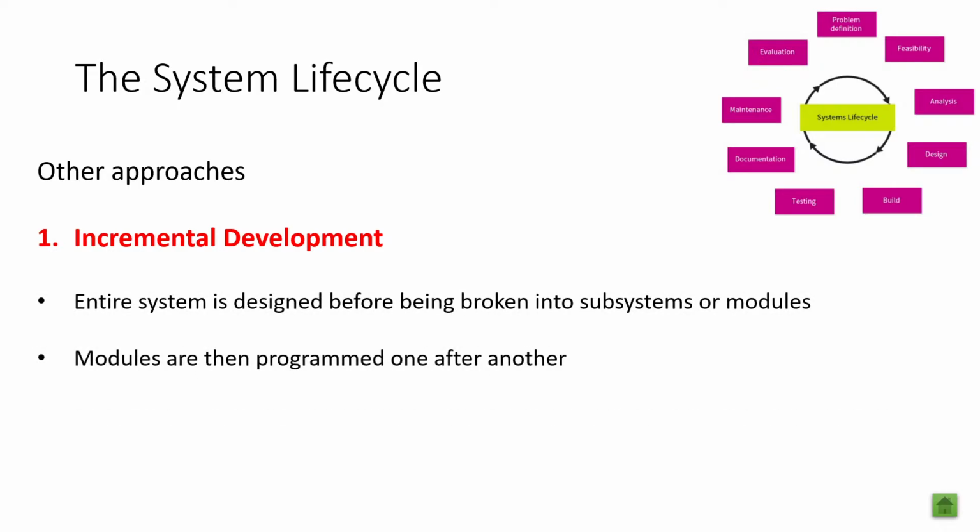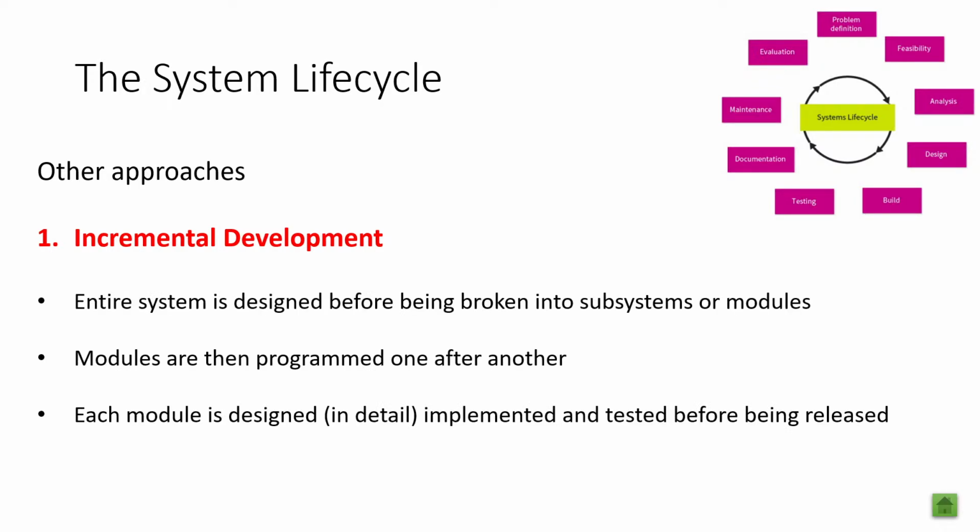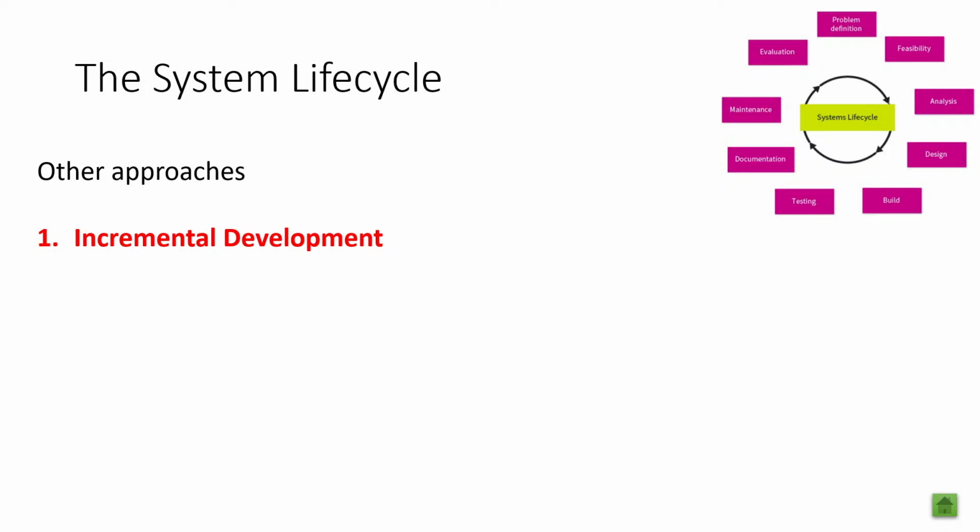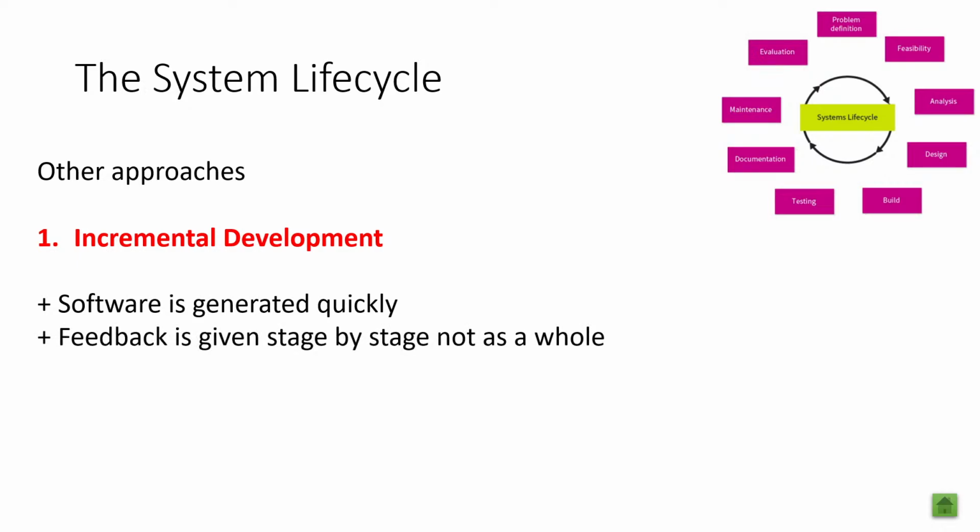Now, there are some other approaches you can follow, such as incremental development. So the entire system is designed before being broken into subsystems or modules. Not ideal. We don't tend to do this. Modules are then programmed one after another. Each module is designed in detail, implemented and tested before being released. The only problem is you've got to tie it all together. And with incremental development, you normally create software very quickly. It's very expensive though. Feedback is given stage by stage, and you can have a better reaction to changing requirements as needed by the user.